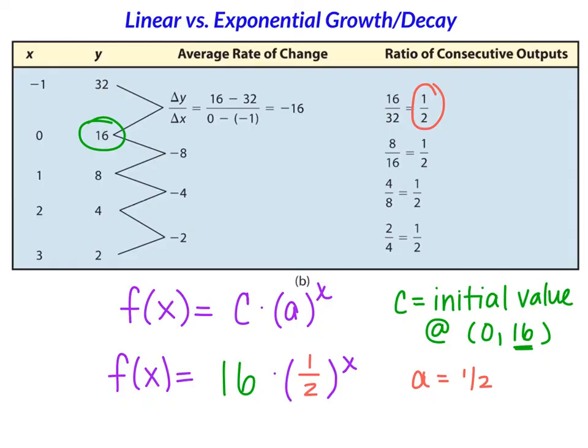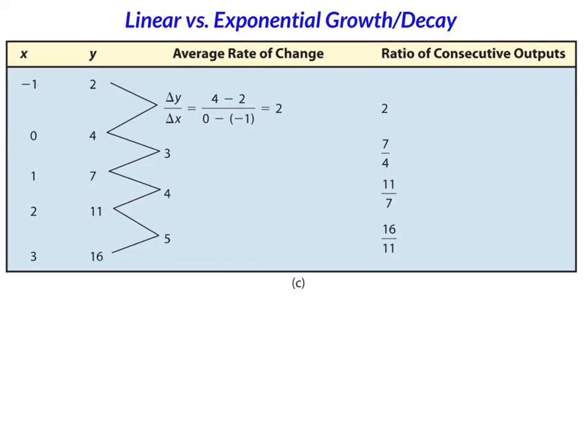So if I was to write the function for this table, I would start with f of x equals c, which is my initial value, and that's always at the y-intercept, so that's (0, 16), so 16 is c, times a to the x, and a is going to be my consistent ratio of consecutive outputs. So if it's the same here, a is going to be this value. So it's going to be f of x equals 16 times 1/2 to the x.